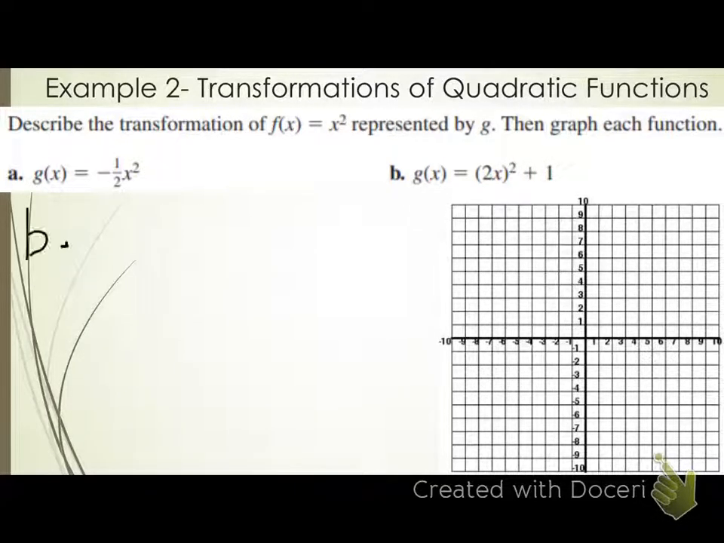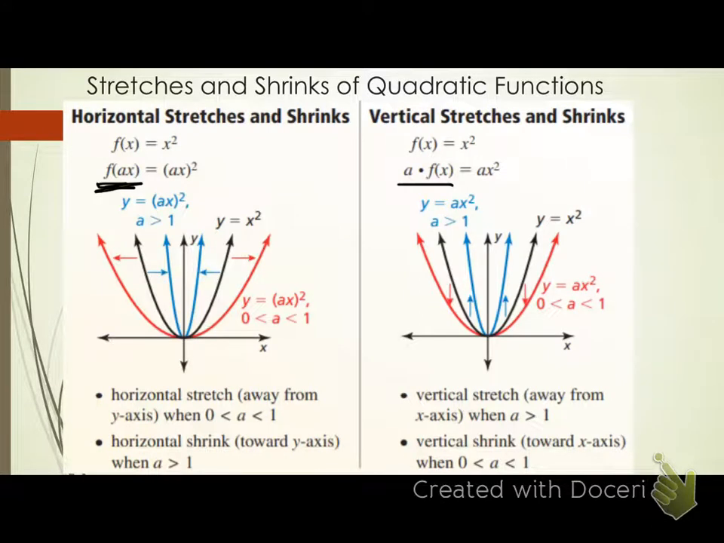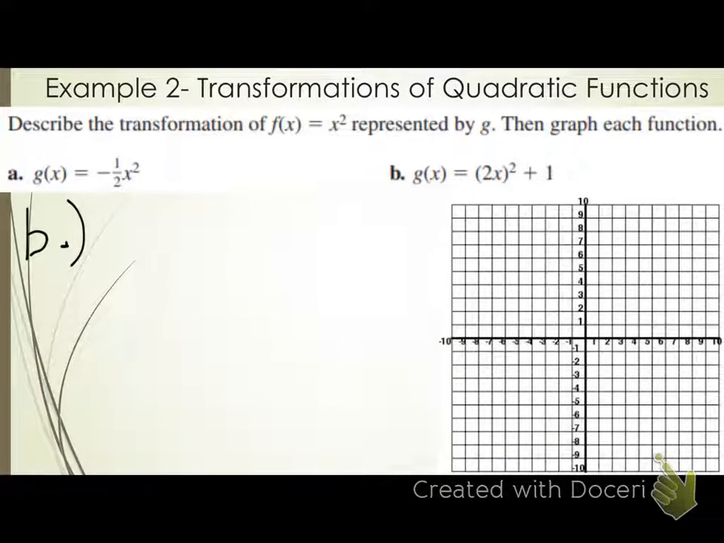Letter B. g of x equals 2x squared plus 1. Raise your hand if you can tell me a transformation that's occurring here. Yes? Oh, shrink. What kind of shrink? Horizontal shrink. I'm multiplying by something inside the grouping symbols. That number is greater than 1, correct? So it's a horizontal shrink. So g is a horizontal shrink.